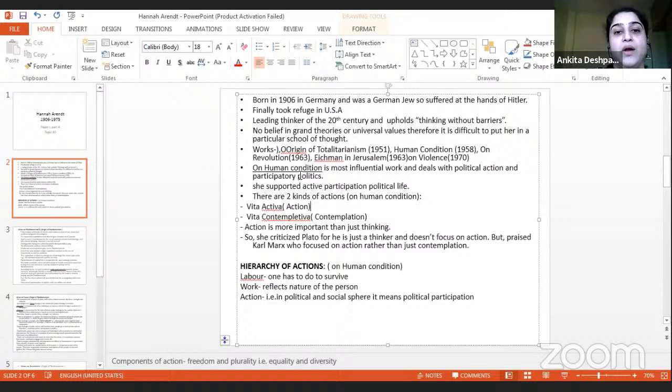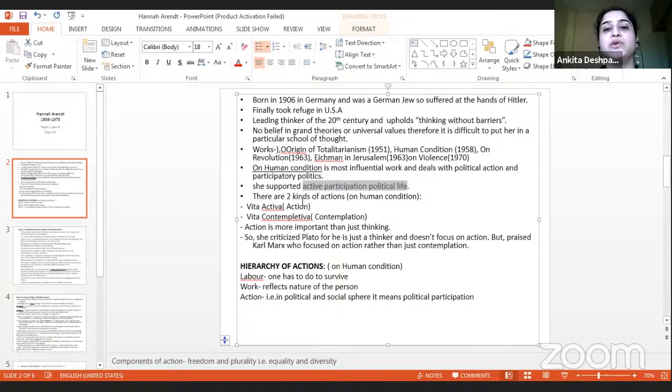Okay. Now, her book called On Human Condition is the most influential work and deals with political action and participatory politics. She is like J.S. Mill. Okay, like Aristotle, she says political participation is very important. If you're participating in politics, only then you can talk about rights, etc. Otherwise, do not talk about rights, liberties, etc. So they all, Aristotle as well as J.S. Mill as well as Hannah Arendt, all give importance to political participation. All right. Her entire concept of power is based on this concept of political participation of people.